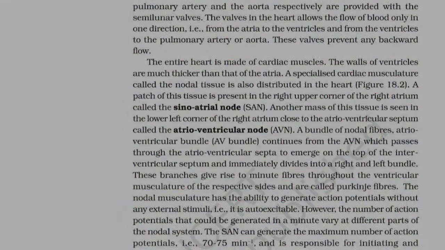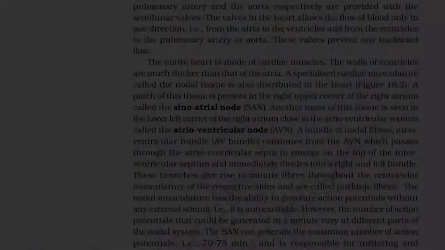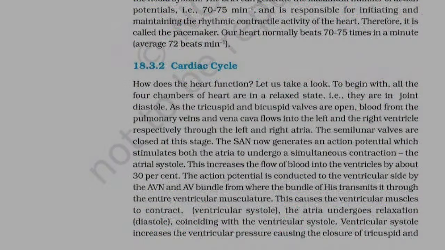However, the number of action potentials that could be generated in a minute vary at different parts of the nodal system. The SAN can generate the maximum number of action potentials, i.e. 70 to 75 min^-1, and is responsible for initiating and maintaining the rhythmic contractile activity of the heart. Therefore, it is called the pacemaker. Our heart normally beats 70 to 75 times in a minute, average 72 beats per minute.